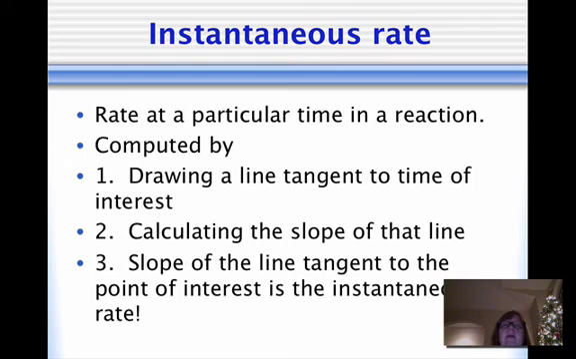Okay, now, what if we wanted to know the rate at one particular time? Because you know the rate is changing over time. What if we wanted to know exactly the rate of a reaction at a certain time? Well, that's called an instantaneous rate. We have to do a little work to get that. We have to draw a line tangent to the time of interest. We'll calculate the slope of that line that we've drawn tangent to our point of interest. Now the slope of that line will be the rate. It will have the units molars per second.